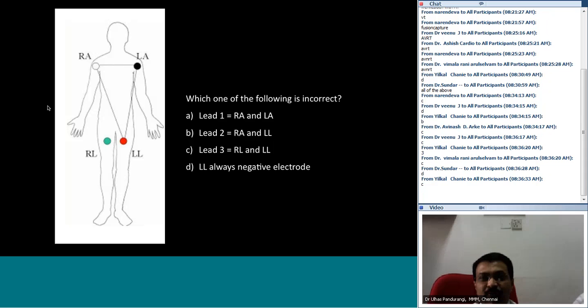Which is incorrect: the left lower leg is always a negative electrode. This is actually shown in the red. It is always negative. The lead 1 uses the right arm as negative, left arm as positive. In lead 2, the right arm electrode is negative and the left lower leg is positive. Lead 3 is a wrong combination, which is right leg and the left lower leg.